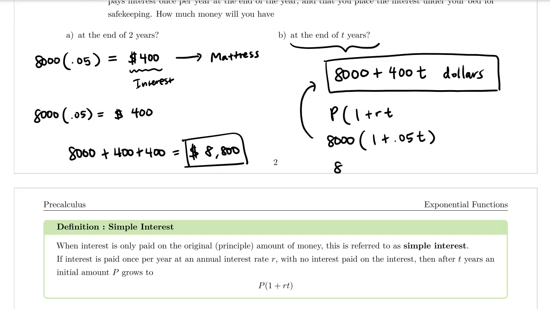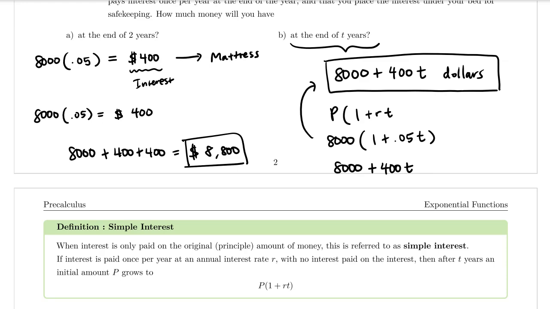Well, if I distribute in that 8,000, 8,000 times 1 is just 8,000. And then 8,000 times 0.05 is 400, and then we have t. So it does end up working, and here is the simple interest formula, which again is modeled by a linear function. But we're on the section about exponential functions, so maybe let's see how exponential functions play a role when we're talking about interest.